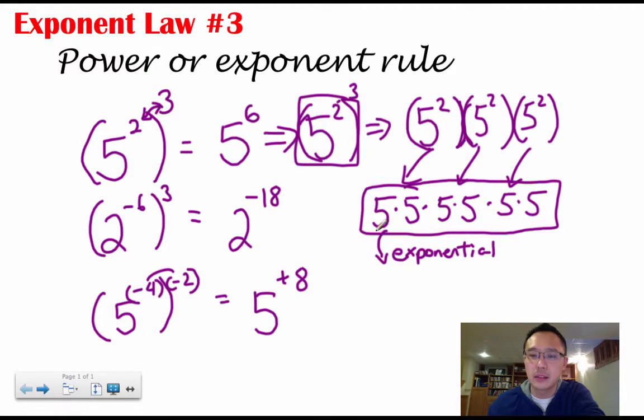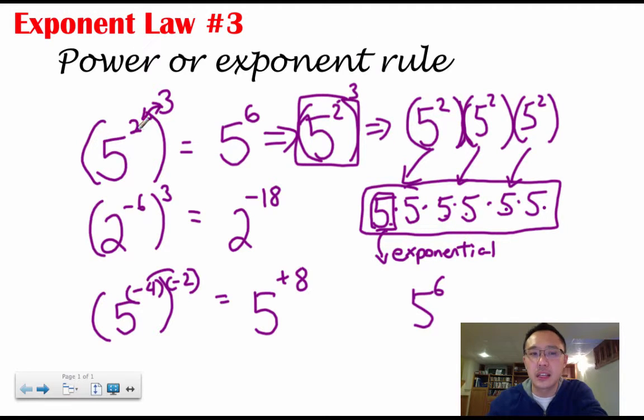we have the same base. This is what we photocopied from my previous video. How many copies do I need? That's 1, 2, 3, 4, 5, 6. So that's how this exponent or power rule works.